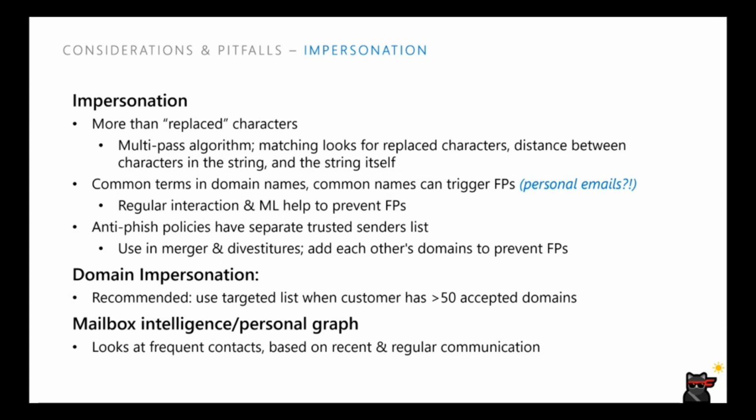And the way the mailbox intelligence and personal graph works is it's based on recent and regular communication. So you get messages, you communicate with Bob White at fabricam.com on a weekly basis, and now you start getting emails from Bob White at Yahoo. Well, we're going to say that's suspicious.